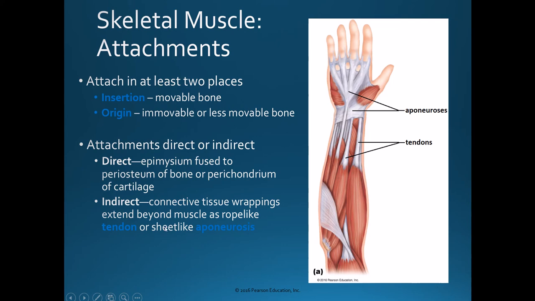And these types of attachments are going to be of two types. They're either going to be a direct attachment, where the epimysium, that outer membrane, actually gets fused to the periosteum of the bone or the perichondrium, the cartilage, so it's a real direct connection, or these indirect connections, which are more common, which are dense, regular connective tissue, and they come in two forms, the rope-like tendons or the more sheet-like flat aponeuroses. But these are connective tissue connections between muscle and bone.